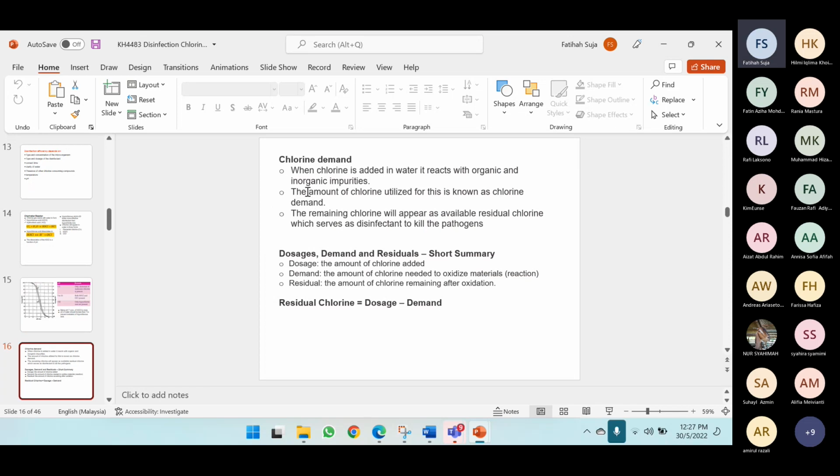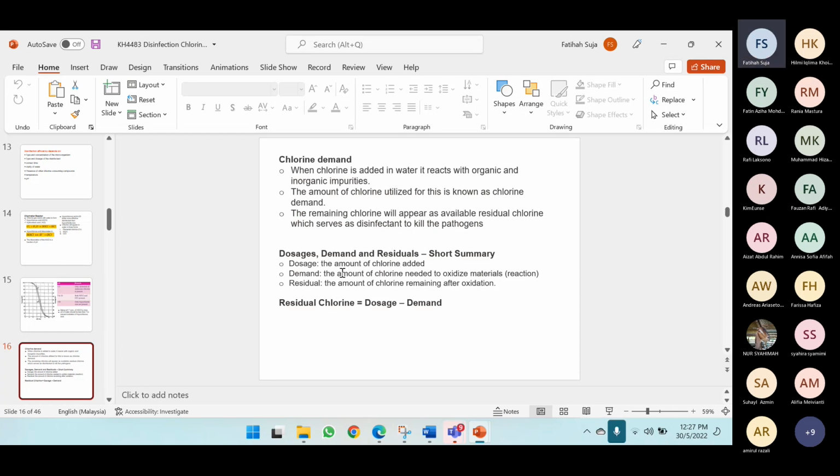Okay, so what is chlorine demand? Chlorine demand is when chlorine is added in water, it reacts with organic and inorganic impurities. So we will then see the figure. The amount of chlorine utilized for this is known as chlorine demand. The remaining chlorine will appear as available residual chlorine, which serves as disinfectant to kill the pathogens.